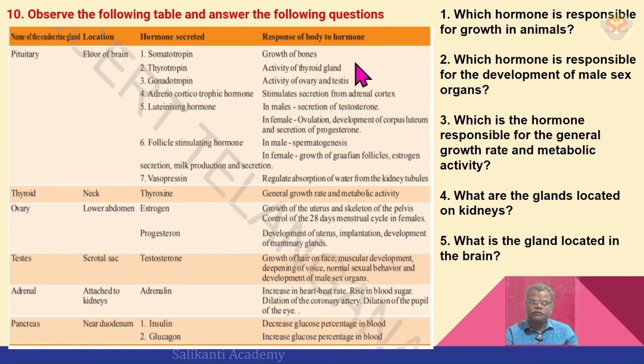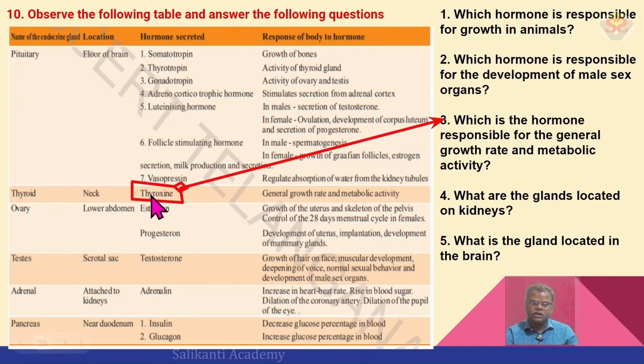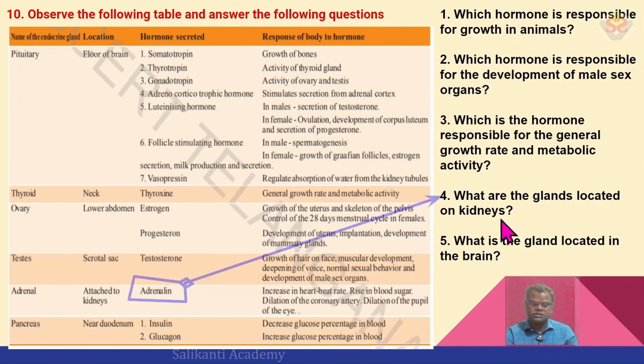This is the table of endocrine system. It is also present in the control and coordination lesson. Which hormone is responsible for growth in animals? Somatotrophin. Which hormone is responsible for the development of male sex organs? Testosterone. Which is the hormone responsible for the general growth rate and metabolic activity? Thyroxine. What is the gland located on kidneys?